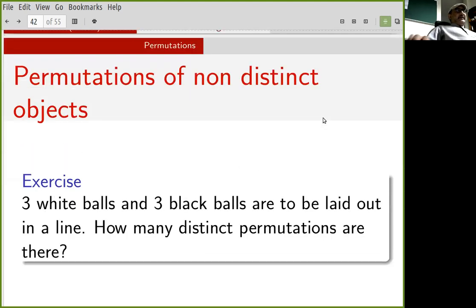Okay, so as an example, I have 3 white billiard balls and 3 black billiard balls, and they're going to be laid out in a line. So how many distinct permutations can I make? Well, there are 6 possible symbols. If they were all distinct, we would have 6 factorial. But 3 of them are the same, so I should divide by 3 factorial. And another 3 of them are the same, so I should divide by another 3 factorial. So by this rule, this is 6 factorial divided by 3 factorial, and again divided by 3 factorial.